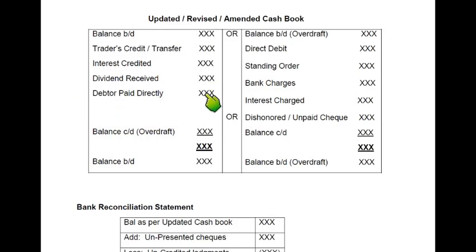Debtor paid directly. Debtor, as you are aware, is our customer to whom we have sold goods on credit. Whenever our debtor has already paid us, we will be debiting our bank account. Debtor paid directly. Now let's come to the credit side, direct debit.